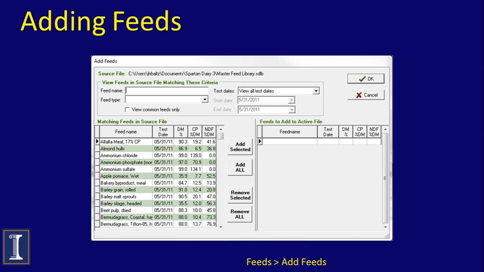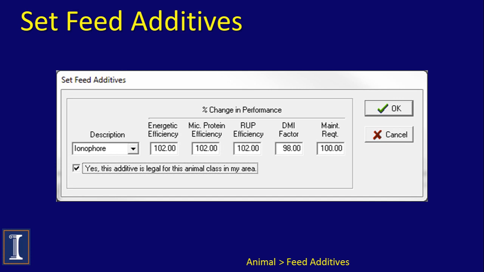So you'll be adding anywhere from probably 10 to 15 different feedstuffs because you'll be adding minerals as well besides the major nutrients. Another feature here is you can add feed additives under the animal category. The one that's probably of most interest to many of us will be ionophores. Ionophores are legal in the United States, and in some countries they are not.